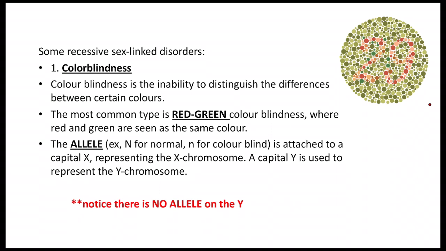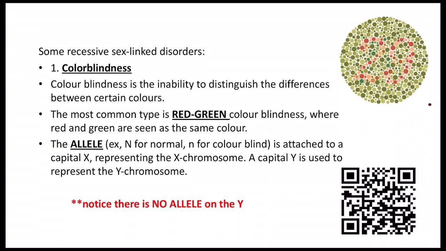Okay, so this top image is an example of a color blindness test that you might take at an optometrist's office, for example. If you have red and green color blindness and you were to look at this image, you would not see the 29 present within the circle.